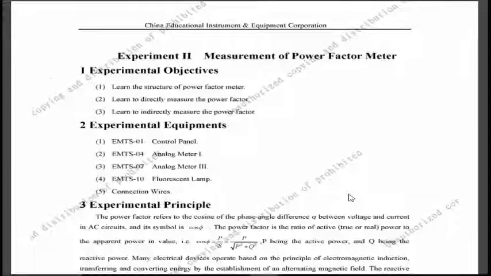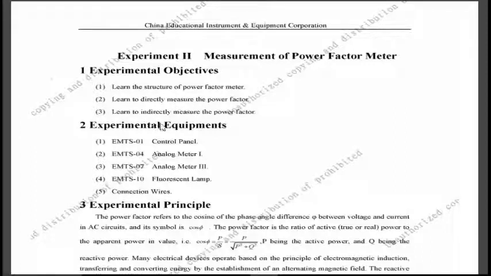So our experiment is the measurement of the power factor meter, and these are the objectives of the experiment. Learn the structure of the power factor meter, learn to directly measure the power factor, and learn to indirectly measure the power factor. So we are going to look at the structure of the power factor meter, and we are going to learn the direct and indirect methods of measuring the power factor.